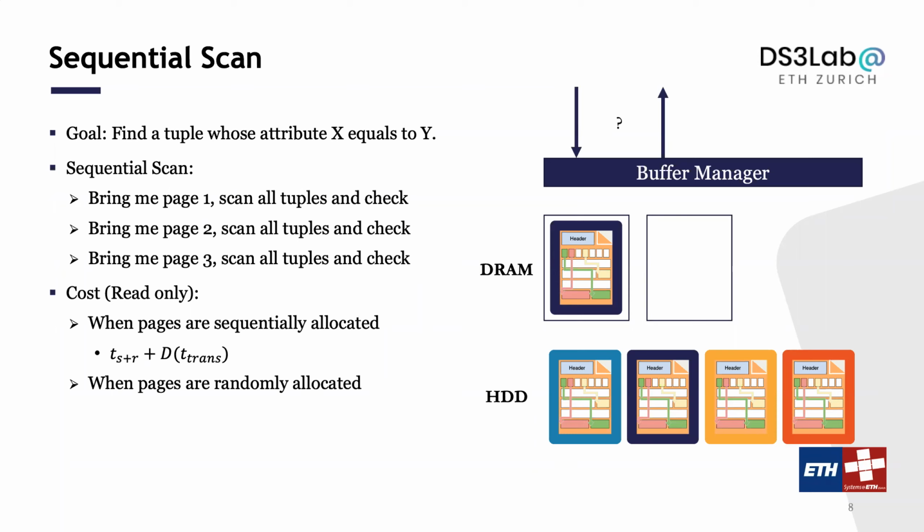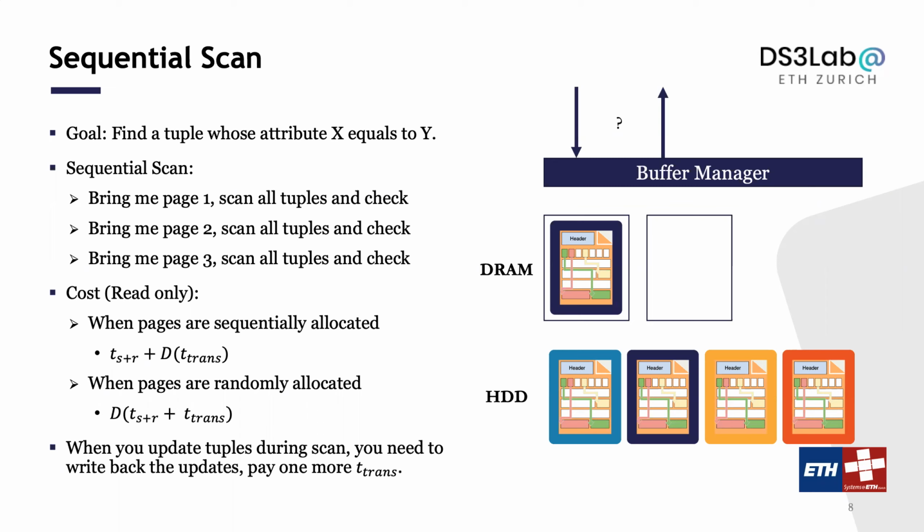When the pages are randomly allocated for some reason, it becomes more expensive, right? You need to pay d units of seek and rotate time because it's random access, and you need to pay d units of transfer time. And also, of course, you can also update tuples during the scan, right? When you do that, you need to write back the updates, so you will pay 1 more unit of transfer time. So the question that we want to understand is, can we do better compared with sequential scan, right?